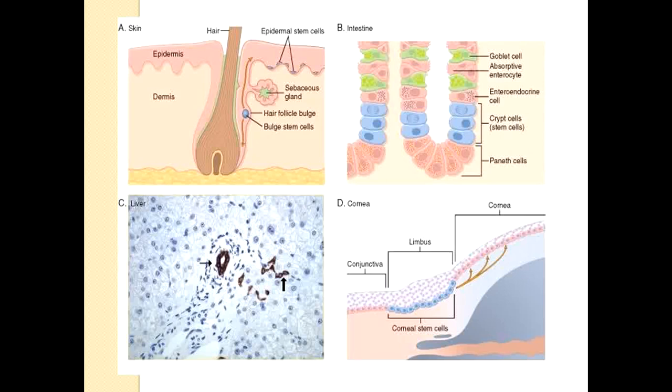In photograph C, liver stem cells are situated in the canals of Hering, which connect bile ductules and liver cells. And in picture D, corneal stem cells are located in the limbus region, and these stem cells are shown by blue color. And these are located between the conjunctiva and cornea.